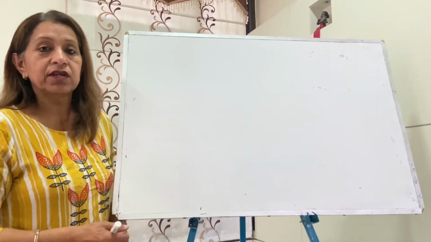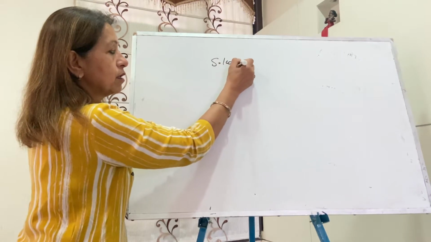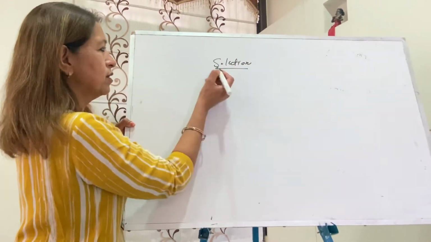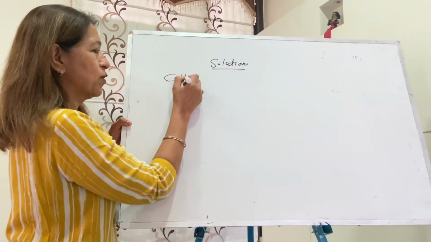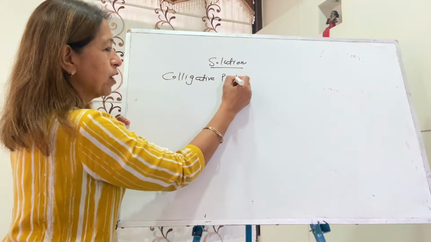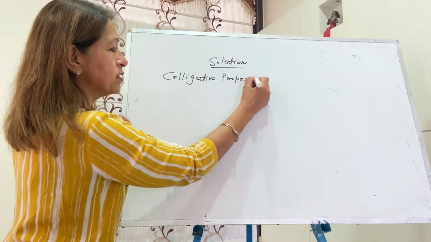Hello my dear children, as you know our chapter is going on in class 12th, solution. Now we are on the second last topic of this chapter, colligative properties. After Raoult's law, after covering ideal and non-ideal solution, my topic is colligative properties.